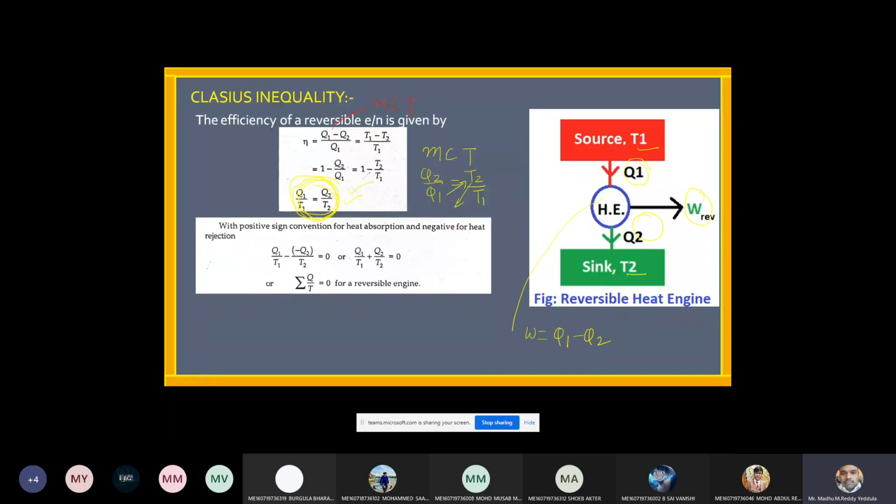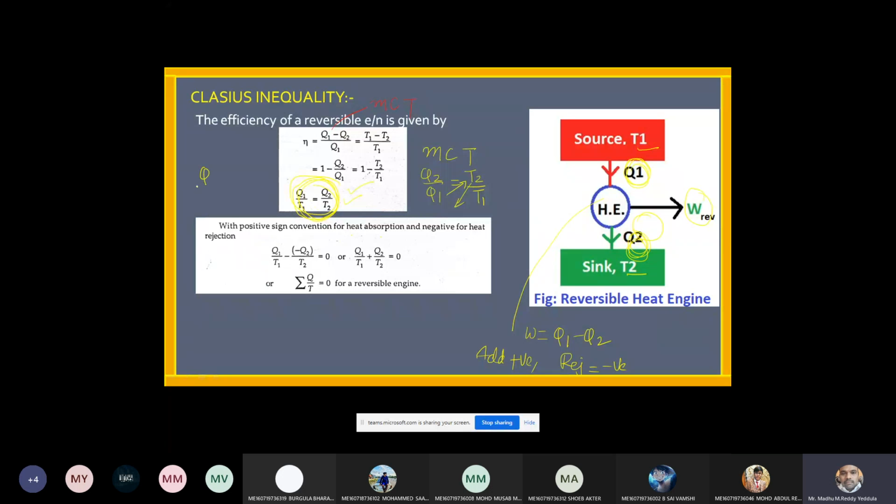Q1 is the heat extracted from the source, Q1 minus Q2 is the work done by the system, and Q2 is the heat rejected to the sink. Now, what is the sign convention for heat? Heat added to the system is positive, and heat rejected from the system is negative. So if you take the heat engine as my system, Q1 will become positive and Q2 will become negative.